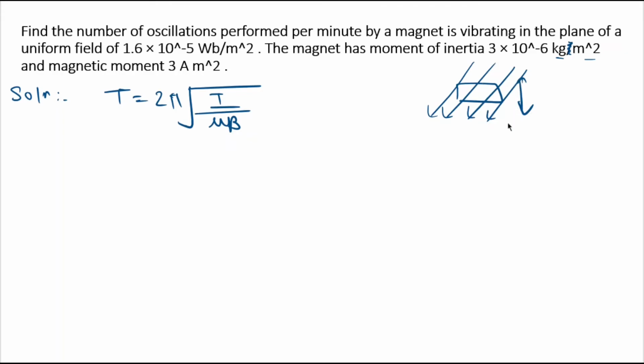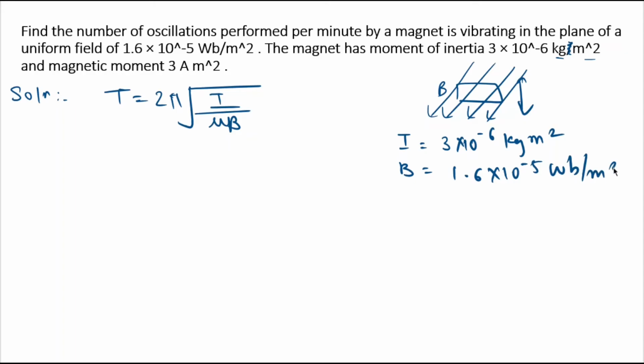magnet is performing vibration, and we have been given the moment of inertia of the magnet, which is equal to 3 into 10 raised to minus 6 kg meter square. Also, the uniform magnetic field B is equal to 1.6 into 10 raised to minus 5 Weber per meter square, and mu, that is the magnetic moment, is 3 ampere meter square. So let's put all the values and calculate the time period.